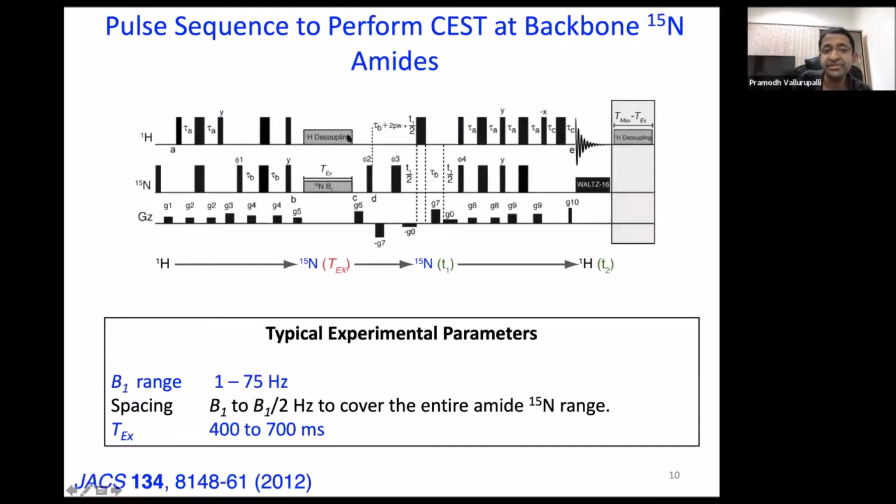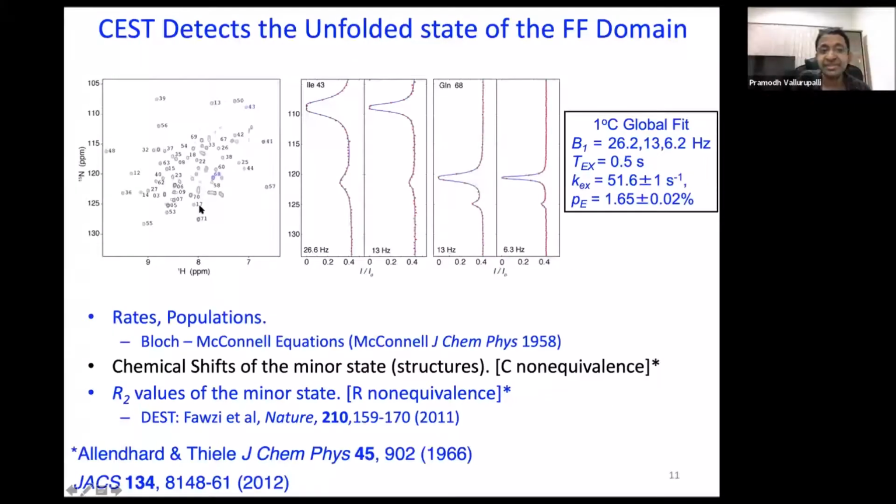And what we also do is 1H decoupling at this point, so that it basically reduces the system to an isolated spin half. Okay, and so this is the HSQC spectrum of the FF domain A39G mutant at 1 degree, and it's very well dispersed, as you would expect for a folded protein.